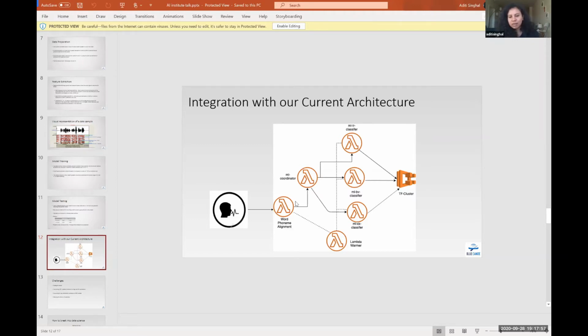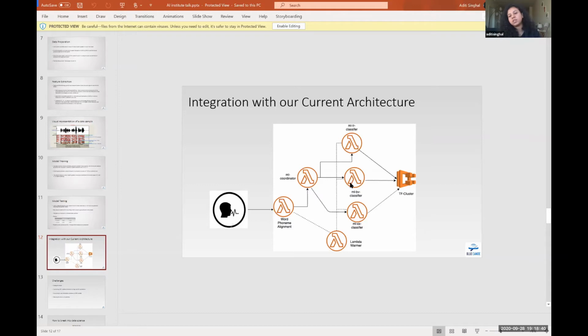So basically this symbol is a Lambda function on AWS. For now, you can just assume it's a function that takes an input and gives you an output. When a user comes in and speaks something on our app, the first function that is called is phoneme alignment, so that we can get the start time and the end time of each of the phonemes, like B or V or L or R. And once we have the start time and end time, we have a machine learning model coordinator. All the start time and end time is passed through this function. And then this function calls each of the classifiers depending upon the situation.